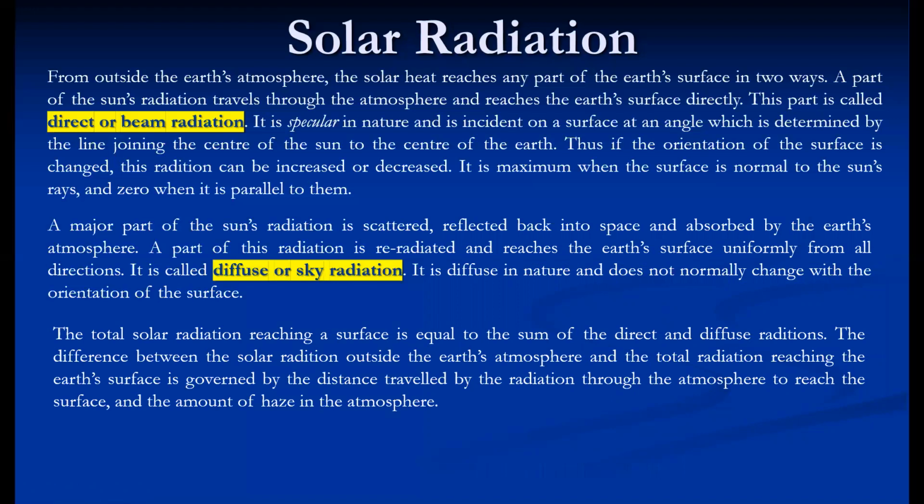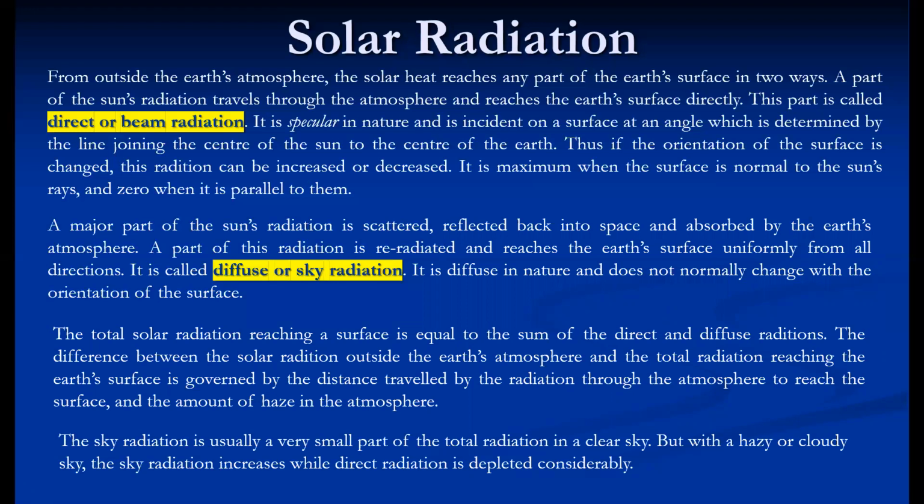The difference between the solar radiation outside the Earth's atmosphere and the total radiation reaching the Earth's surface is governed by the distance traveled by the radiation through the atmosphere to reach the surface and the amount of haze. Haze is nothing but cloud in the atmosphere, so it mainly depends on the cloud. The sky radiation is usually a very small part of the total radiation in a clear sky. But with a hazy or cloudy sky, the sky radiation increases because during the cloudy season, the radiation does not go back to the stratosphere. It remains in the Earth's surface. That's why its quantity is more.